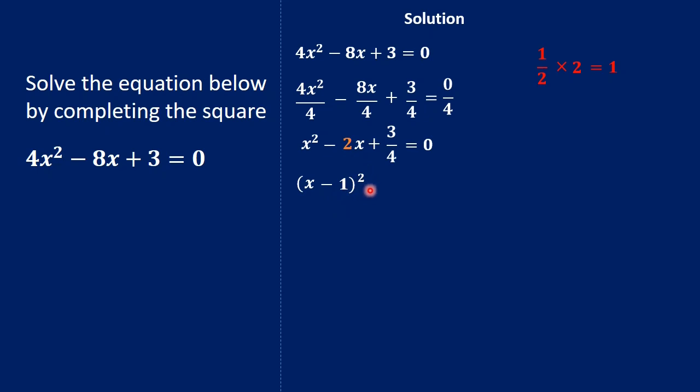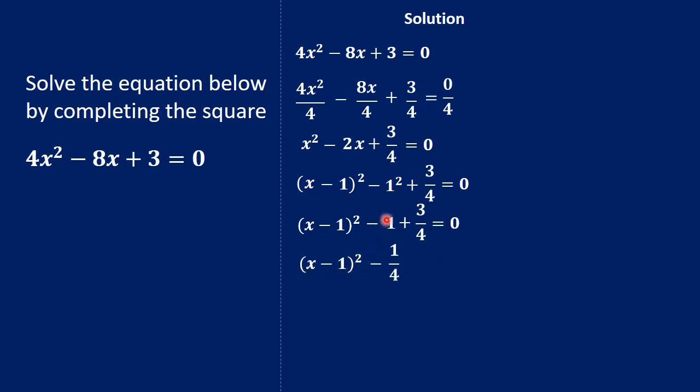And then we subtract the square of whatever number we have here. This is always subtraction. Subtract the square of the number here, always. So minus 1 squared. And then we continue with whatever we have. So we have plus 3 over 4 is equal to 0. So 1 squared is 1, plus 3 over 4 is equal to 0. And then negative 1 plus 3 over 4 is negative 1 over 4, is equal to 0.